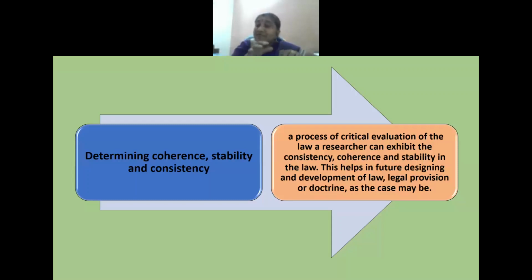So this helps in future designing and development of law, legal provision or doctrine as the case may be. Whenever we read doctrines developed by the judiciary while interpreting, we read doctrines, right? Doctrine of indoor management, I think in company law, I'm just telling, because I'm from commerce. So many doctrines come up. So doctrine of indoor management, constructive notice, etc., we say.